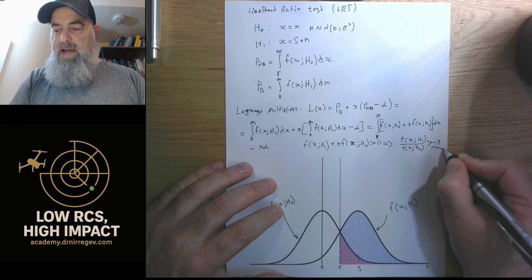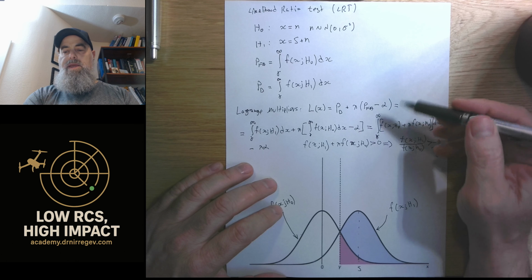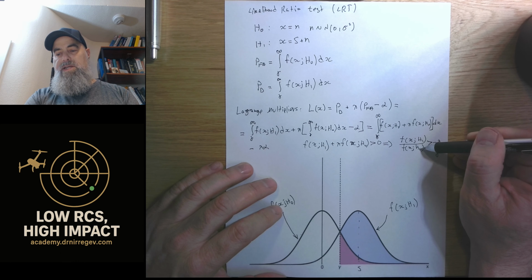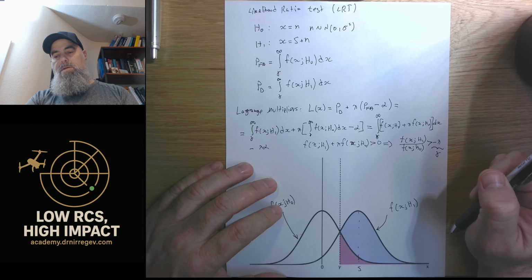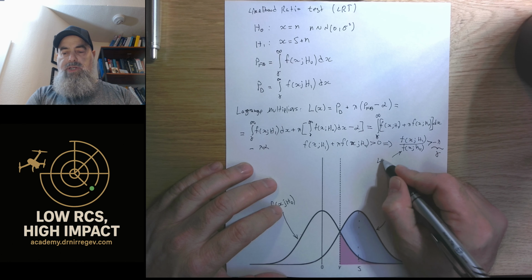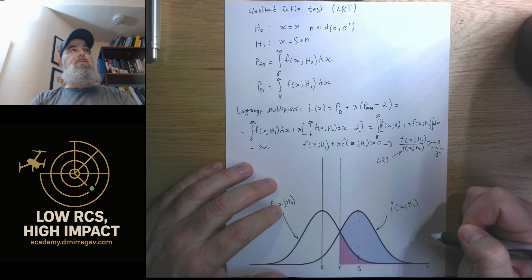We can call this gamma, and now we have a test. When x is coming in, we put it inside the PDF under H1, we divide it by the value of the PDF under H0, and we compare it to a threshold, gamma. And that's our test. That's called the likelihood ratio test. Why? Because it's a ratio of likelihoods.